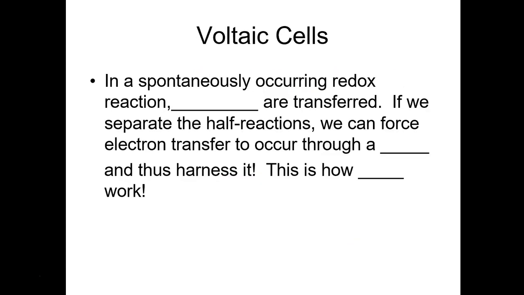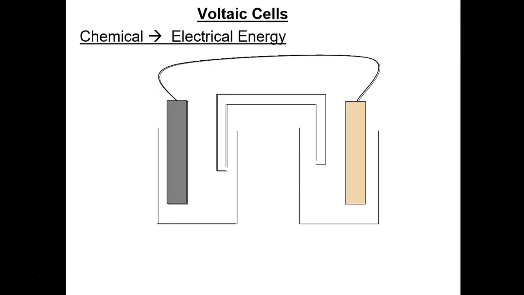So again, in a voltaic cell, a spontaneously occurring redox reaction, electrons are transferred. Now, we can separate the two half reactions that are occurring in two different vessels and force the electrons to travel through a wire. Once we do that, we can harness the electricity. And this is actually how batteries work. Batteries are voltaic cells.